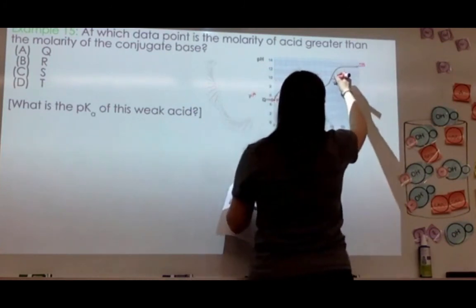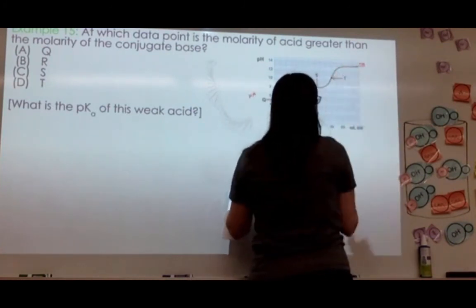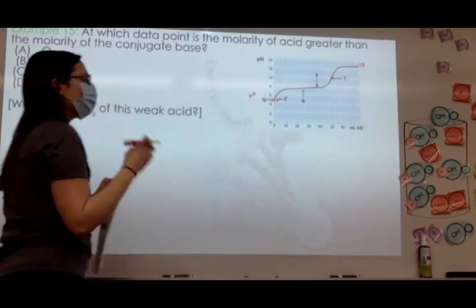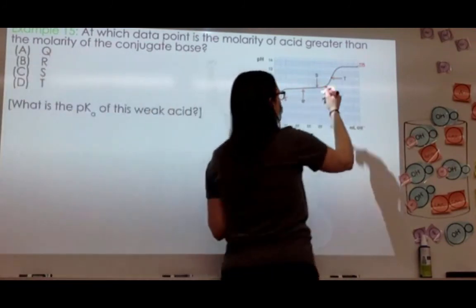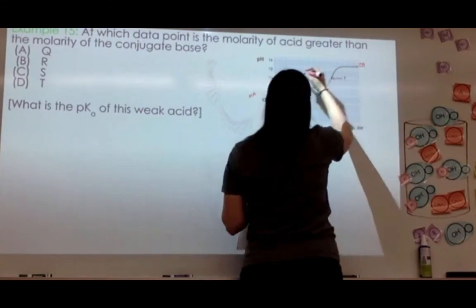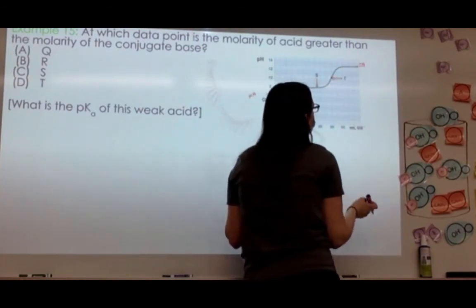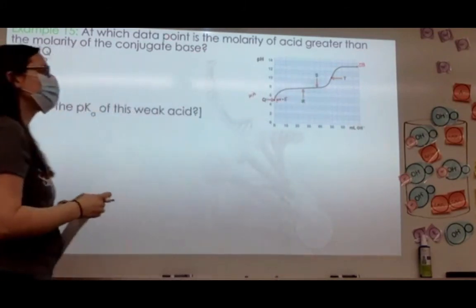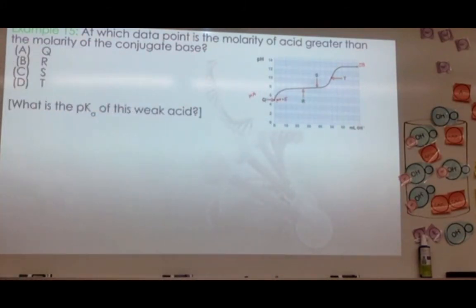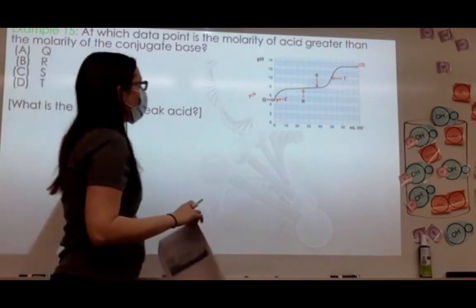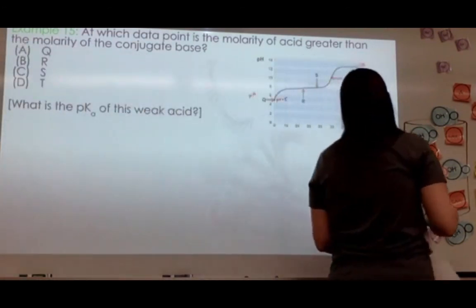Plus the equivalence point. The equivalence point about halfway up the spike in pH is significantly above 7. So that tells us it's a weak acid, strong base titration. Now we're trying to figure out where is the acid greater than the conjugate base.